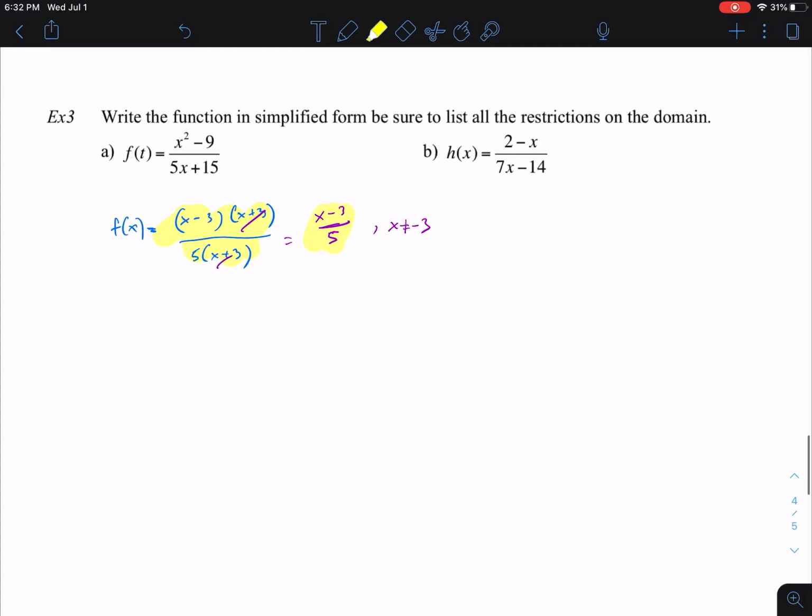Because when x is equal to negative 3, we get 0 in the denominator of the original function, so you can't have x equal to negative 3, since it makes the denominator equal 0.